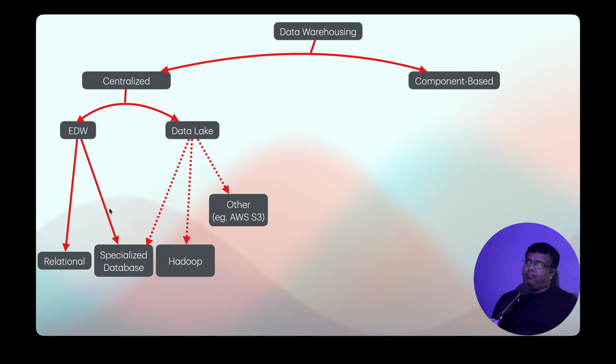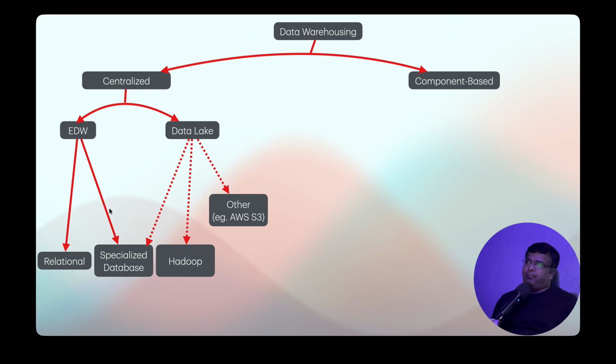And even within EDWs, there are technology choices. Some organizations use traditional relational databases, while others use specialized large scale analytical databases or data warehousing applications designed specifically for heavy analytics workloads. Now, let us switch to the component based architecture. Once we choose the component route, we generally have two styles, that is architected and non-architected approaches.